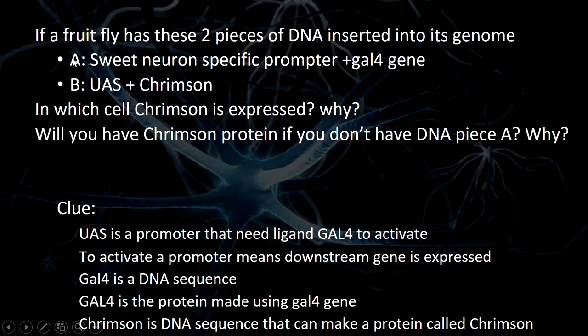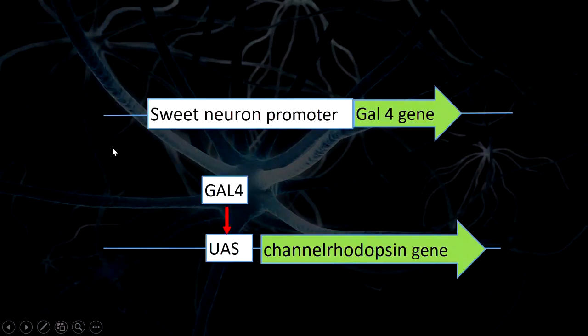And if you don't have this piece of gene, you are going to have UAS promoter drive a chromosome gene, but this UAS is not going to be activated because it's lacking its ligand, the GAL4, right? So the answer for this one is no, you don't have it because you are missing a ligand for your promoter. All right. Okay, so here is the structure of that gene.